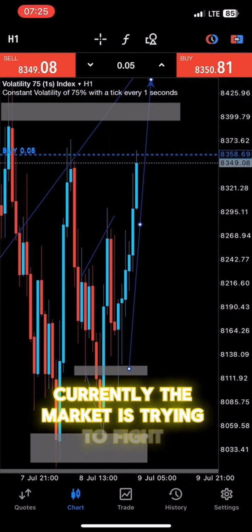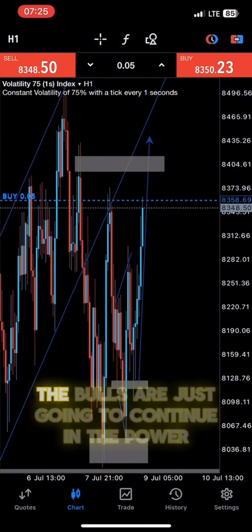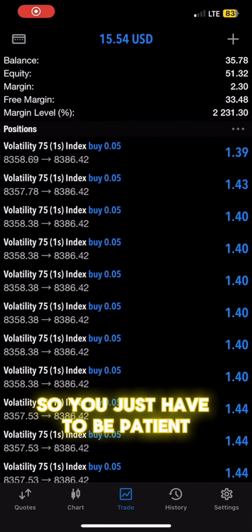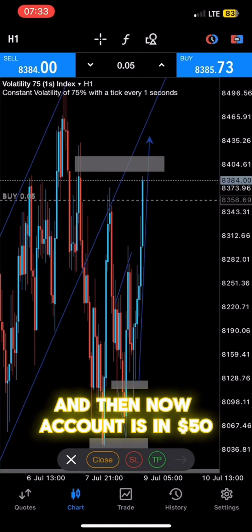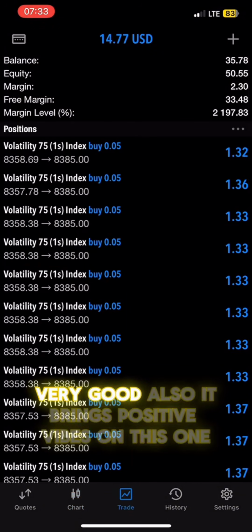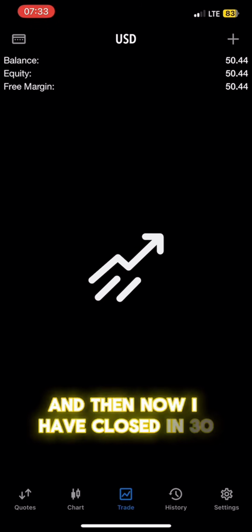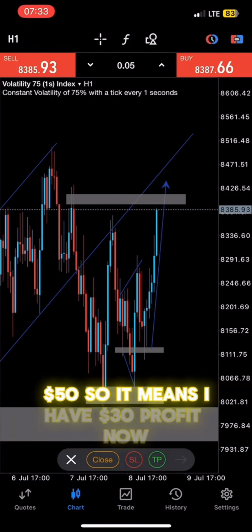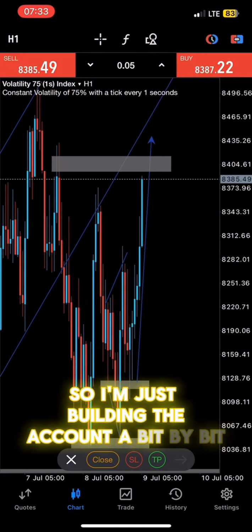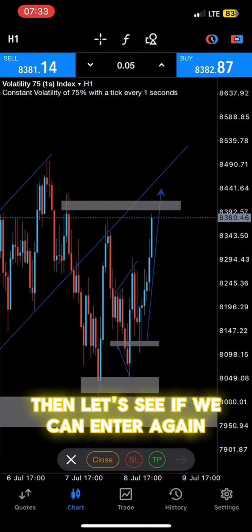Currently, the bears are trying to fight back, but the bulls are just going to continue in power. So you just have to be patient. Now our account is in $50, so I've actually doubled the account, which is very good. Also, it brings positive vibes on this one. Now I've closed in $50, so I have $30 profit. I'm just building the account bit by bit, and let's see if we can enter again.